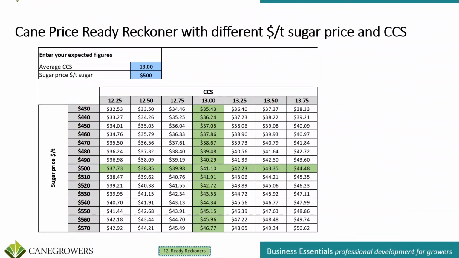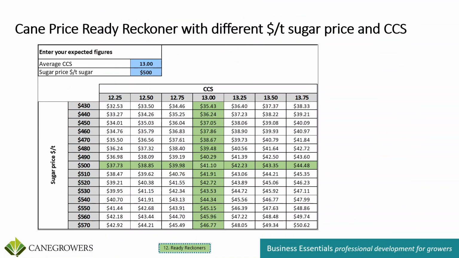The next Ready Reckoner takes the reverse approach, and you can enter in the expected CCS units and the price per ton of sugar. The calculator provides the total cost per ton of cane equivalent. You can see what happens to the cost per ton of cane equivalent should the CCS or sugar price change.